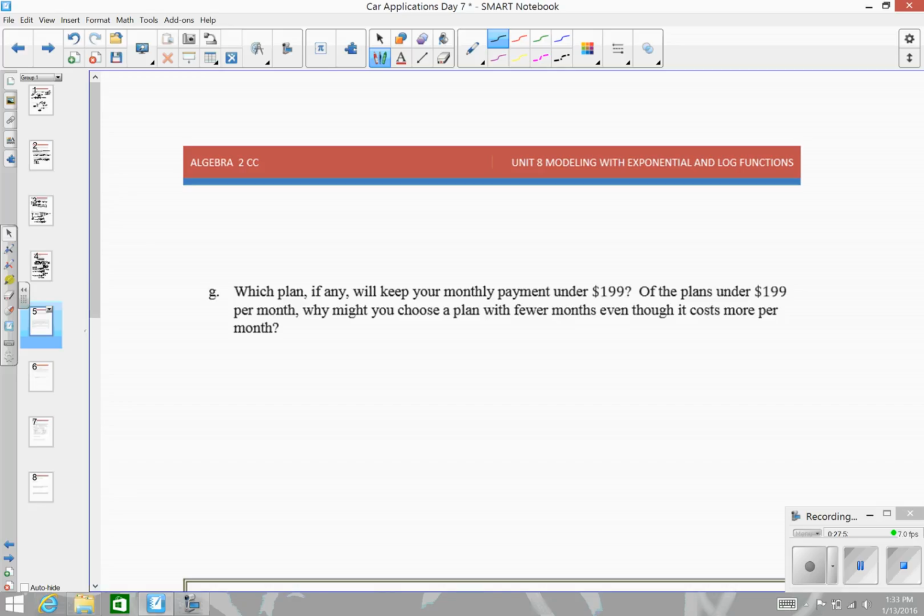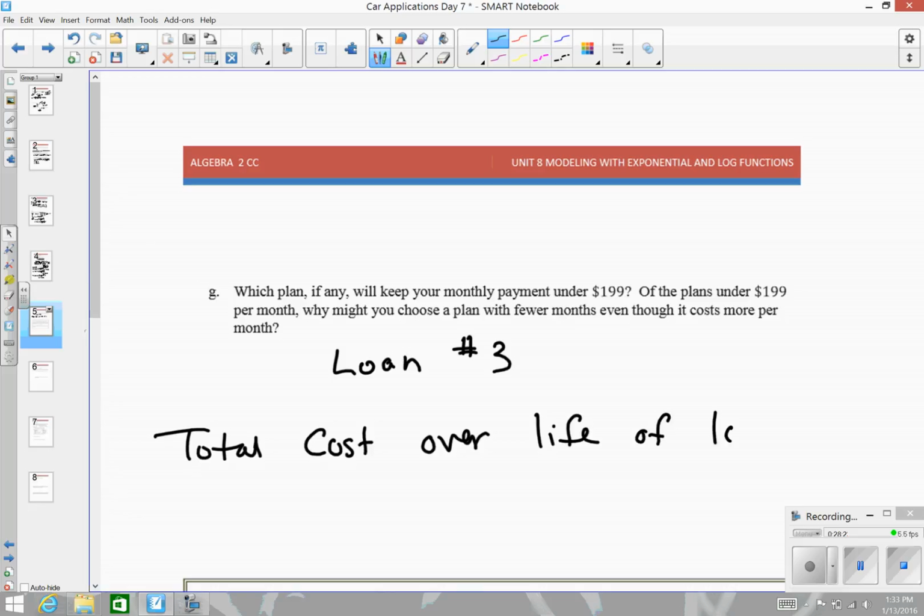Okay, last question on this one. Which one would keep your payment under $199? That was loan number one, or excuse me, loan number three. That was the only one under $199 a month. You might want to go with one with fewer months though, because total cost over what they call the life of the loan is lower for loan one and loan two.